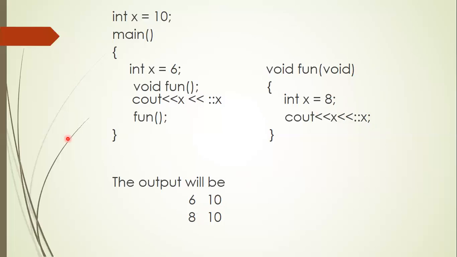So probably now we have understood the purpose of the scope resolution operator. It is used to access the global value of the global variable inside a particular function, especially when both the local variable and the global variable have the same name.